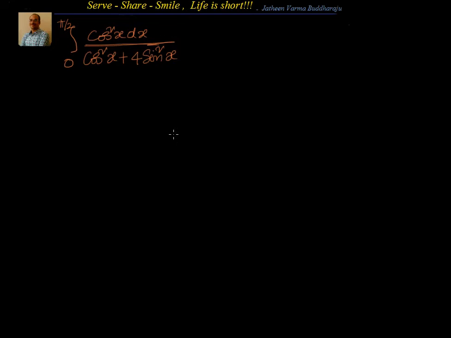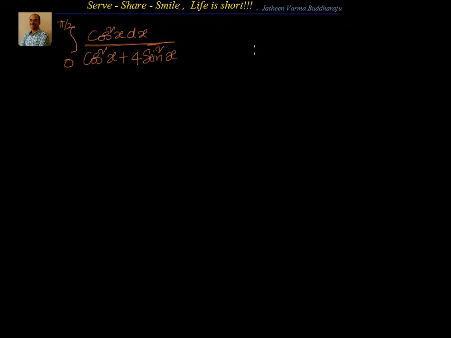Hello friends, welcome. Let's look at this interesting definite integral problem. We have been asked to solve the integral of cos square x dx by cos square x plus 4 sin square x, with limits 0 to pi by 2. There are so many ways to solve this problem. Let's look at one of the interesting and easy ways of solving this.